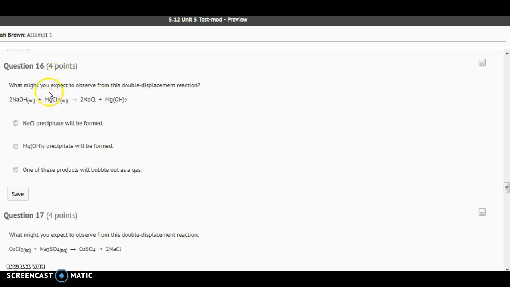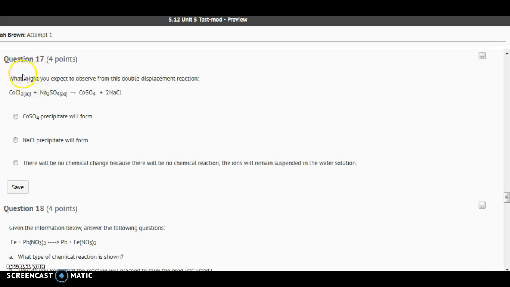Question 16. What might you expect to observe from this double displacement reaction? 2NaOH plus MgCl2 yields 2NaCl plus MgOH2. A, NaCl precipitate will be formed, B, MgOH2 precipitate will be formed, or C, one of these products will bubble out as a gas.